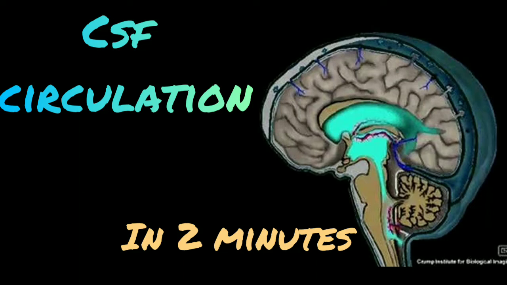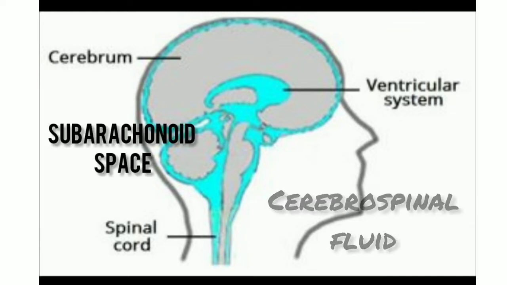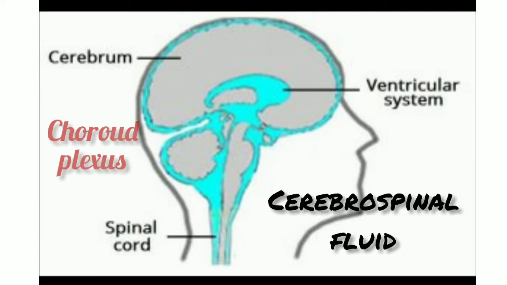In this video, we'll learn about the CSF circulation. What is CSF? CSF is cerebrospinal fluid, which is a modified tissue fluid contained in the ventricular system of the brain, subarachnoid space and spinal cord. It is formed by the choroid plexus, which are cells of the lateral ventricle.